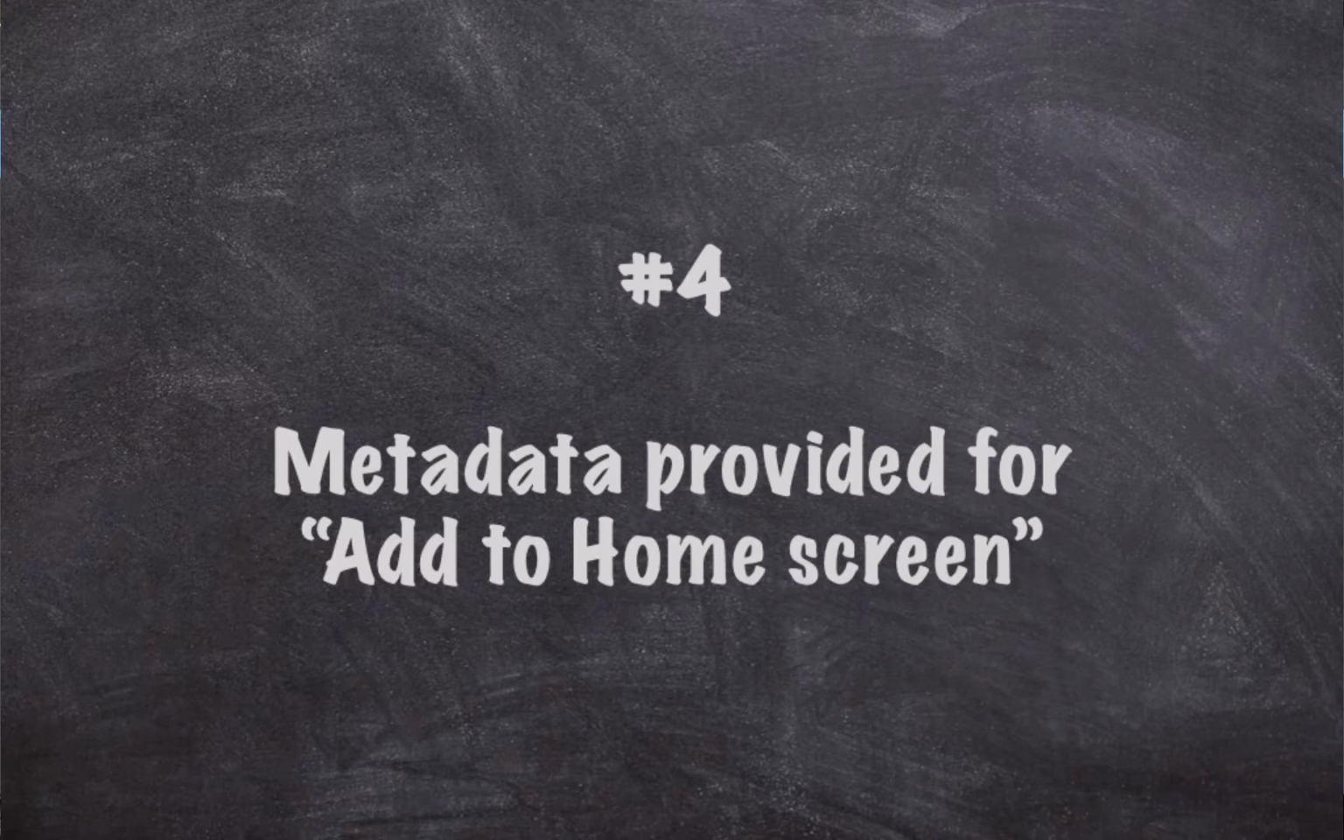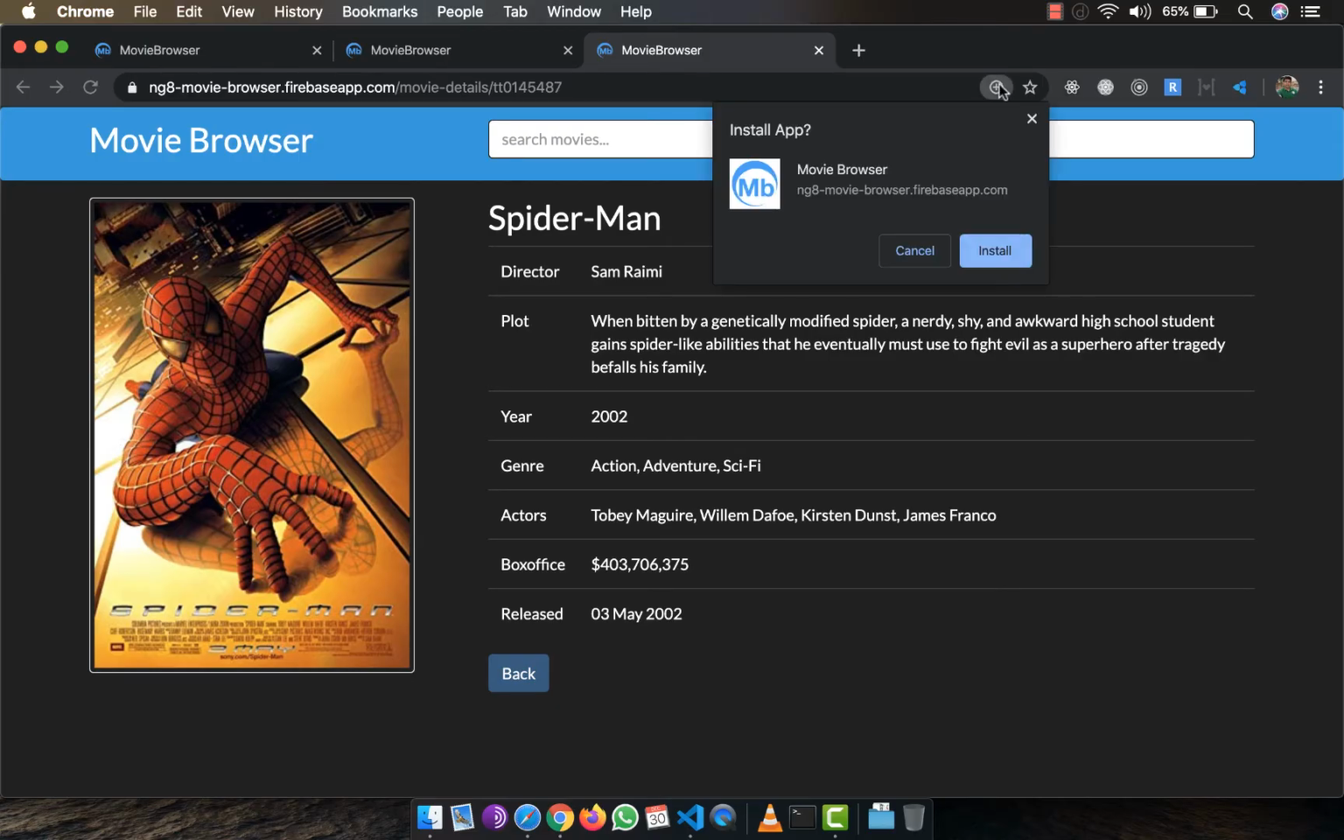Number 4 feature of a progressive web application is it should have metadata provided for add to home screen. While this is applicable for a mobile device, even on a desktop, you can see that I have a plus icon here. Clicking on this icon gives me an option to install the app. You see an icon over here, a name, as well as the location from where this gets installed. If I click on install on Chrome, it will be installed as an app on Chrome.